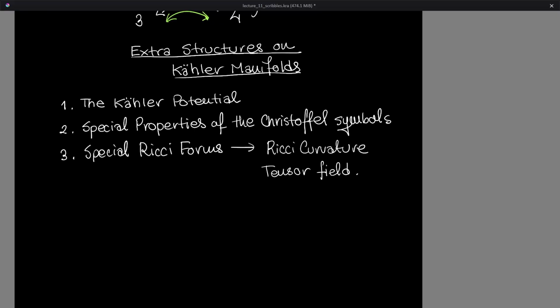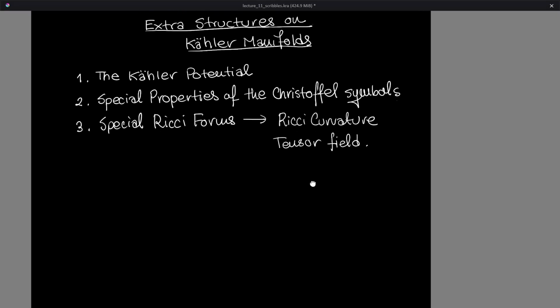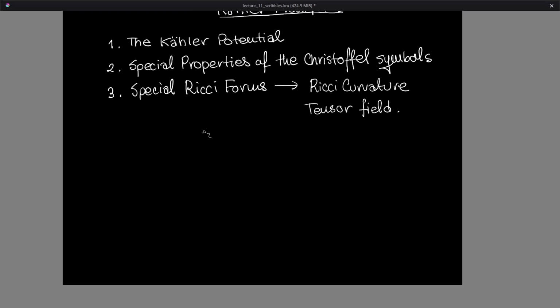We've been looking at a bunch of results for Kähler manifolds already, but those were immediate consequences of the definition. Now we're going to look at some of its extra structures. So let's start off with the Kähler potential.